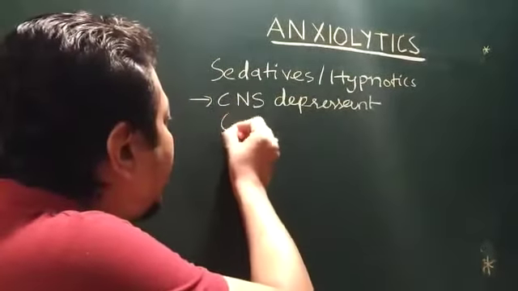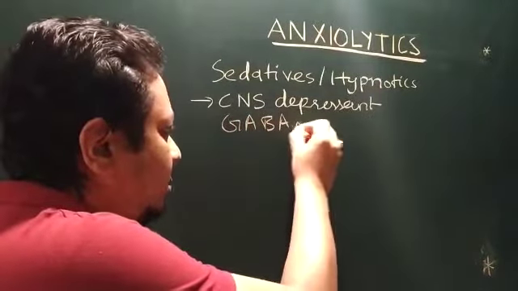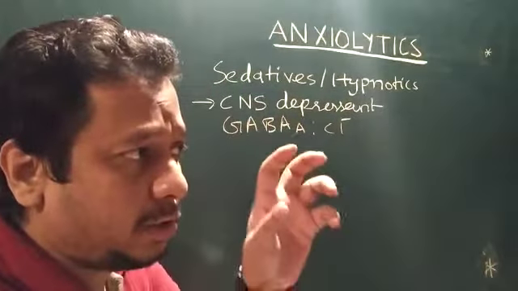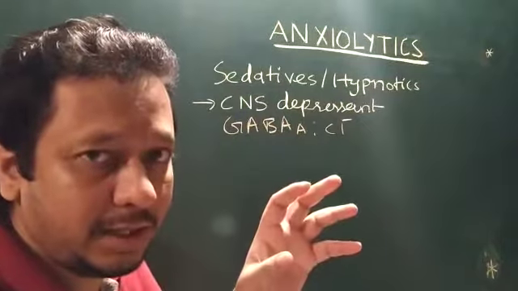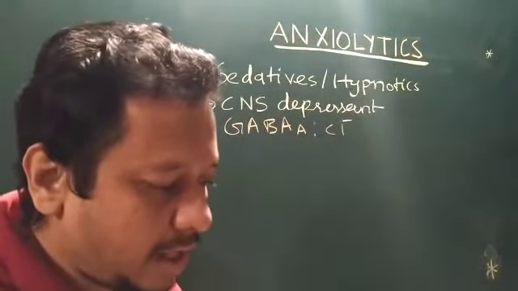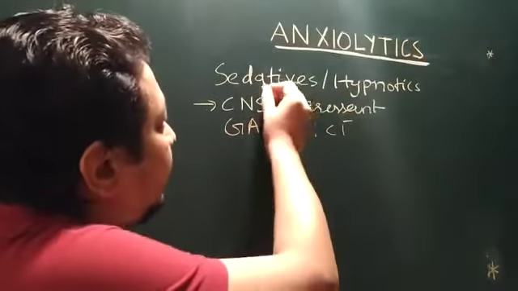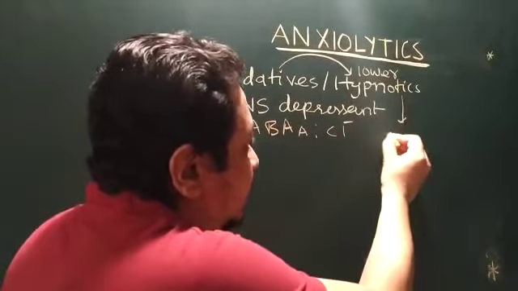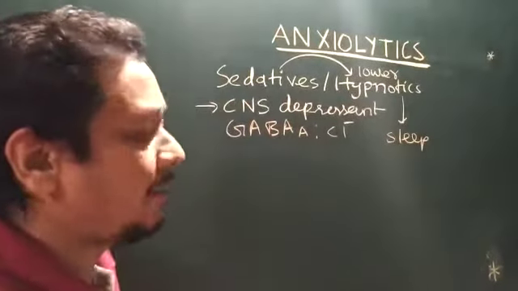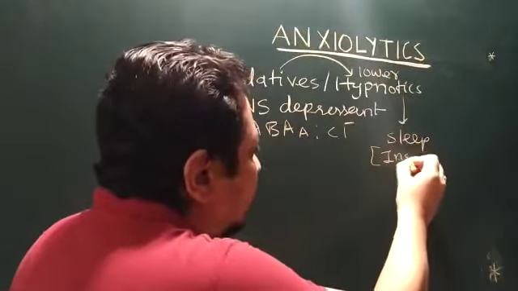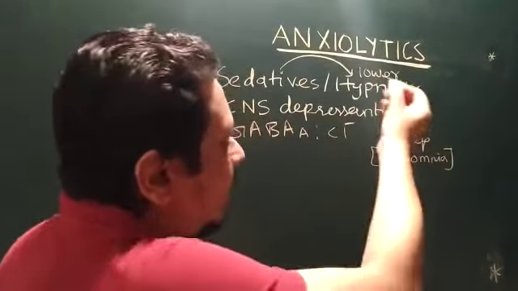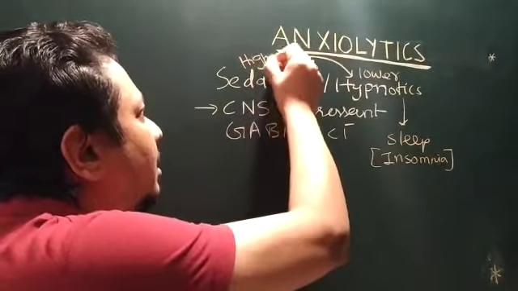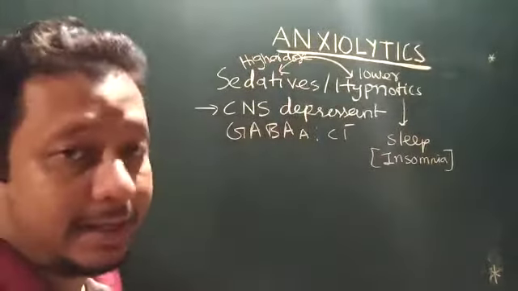Okay, so CNS depressant, and why are they CNS depressant? Because they are acting on the GABA A chloride channel receptor, which is an ionotropic or ligand gated receptor. And I have explained there are two allosteric sites, that is barbiturates and benzodiazepine. So now the sedatives at lower dose can act as hypnotics. Hypnotics are the agents which induce sleep. Any person having a problem like insomnia can be treated with a mild dose of hypnotics, and the same drug at a higher dose can act as sedatives.